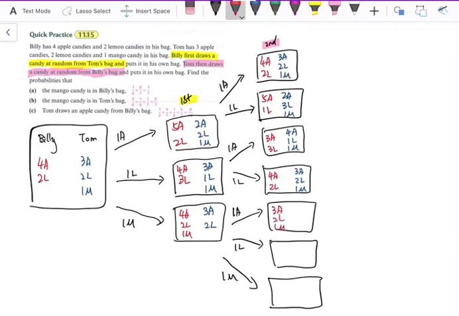So it will be 3A 2L 1M. Then here will be 4A 1L 1M, 4A 2L. Then Tom, because you got one more A, you will have 4A. Got one more lemon, so you have 3 lemon. Got one more mango, so you will have 1 mango here. So these are all the possible outcomes. Can you see that? Really, the tree diagram helps you a lot to make it clear what's going on.